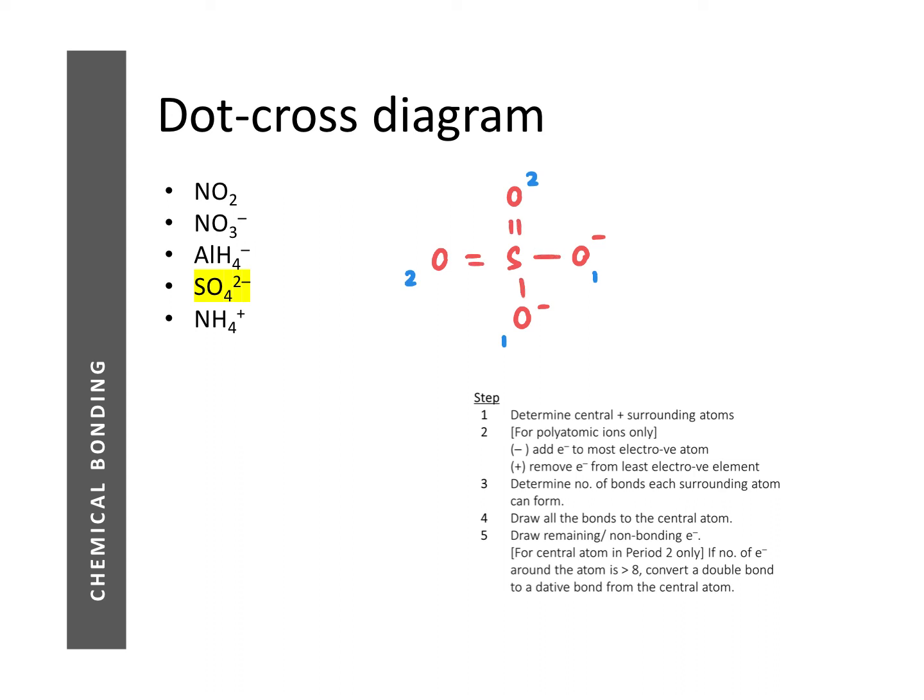Step number 4 is to draw the bonds to the central atom. And then step number 5 is to draw the remaining electrons. So let's check. Sulfur has shed 6 electrons, so there are no more electrons remaining. For your oxygen, there will be some electrons remaining. So once again, this is the dot and cross diagram for sulfate, and this is the Lewis diagram for sulfate anion.